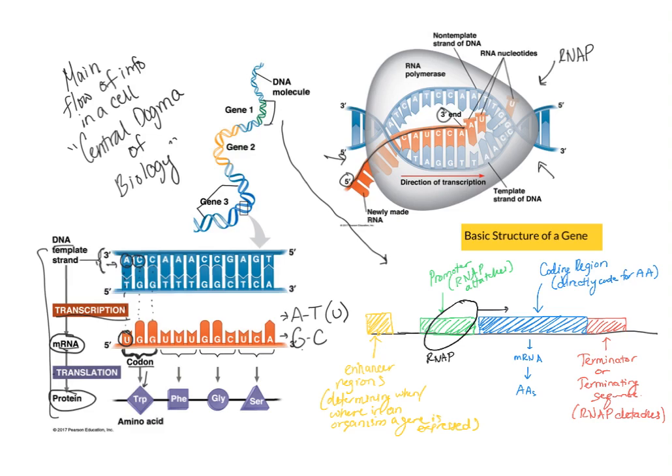Okay, so these elements all make up what we refer to as a gene. So a gene is not just the coding region, it includes the enhancer, the promoter, and the terminating sequence as well.